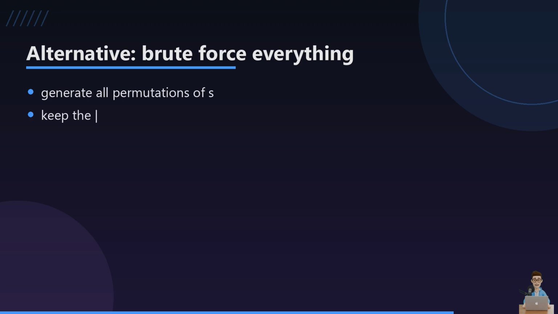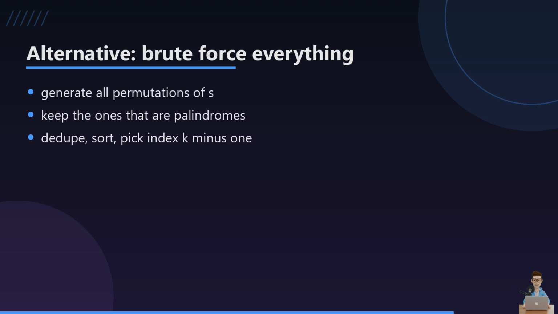Just so you understand why our trick matters, let's talk about the obvious, simple way most people would try first. You could use a built-in tool to generate every single rearrangement of the string, keep only the ones that are palindromes, remove duplicates, sort them, and pick the kth one. It's very easy to write and easy to trust for a short string. The problem is, it completely falls apart once the string gets long, which is exactly what we'll see next.